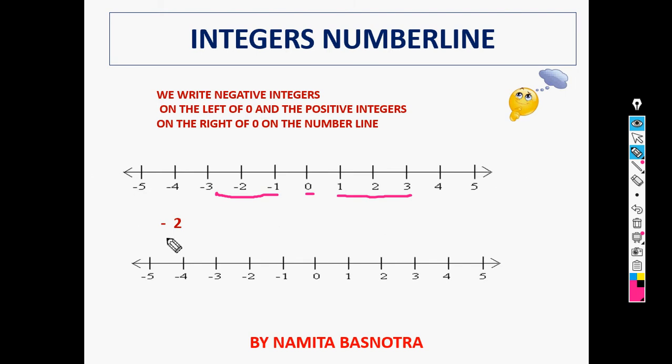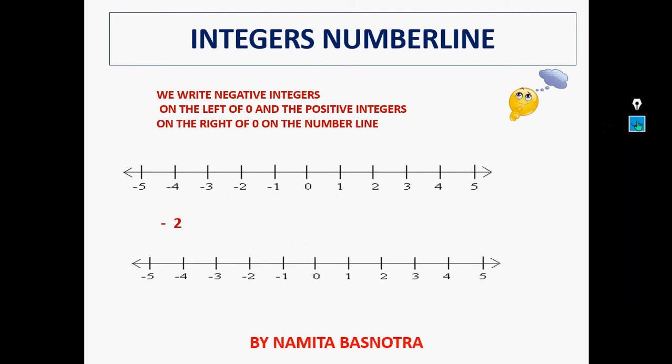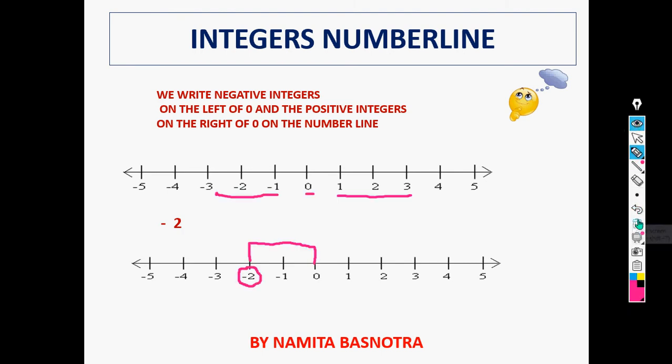So for example, if someone asks you where is -2, so -2 is a negative integer, and the negative integers are on the left of the 0. So you start from 0 and you move towards the left, and there we find -2. So children, this is easy, right? Okay, so let me just clear the screen.